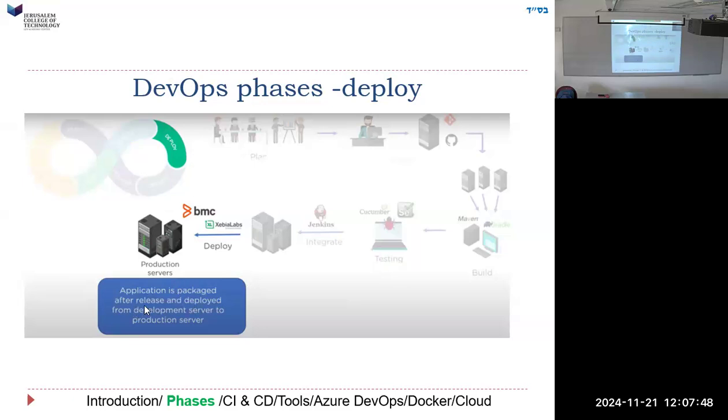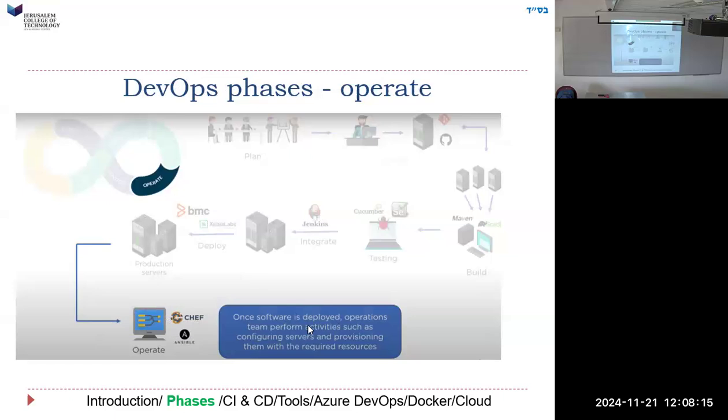The application is packaged to release and deploy from the development server to the actual production server. Now, a lot of times when we talk about deploying, we don't mean onto the user's computer in Cincinnati. We mean from one server to the other, from the testing server, the development server, to the actual production server. Here we call it the production server.